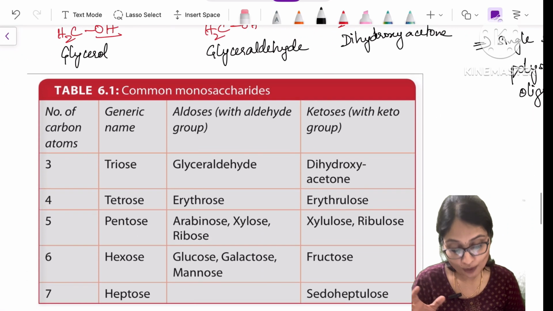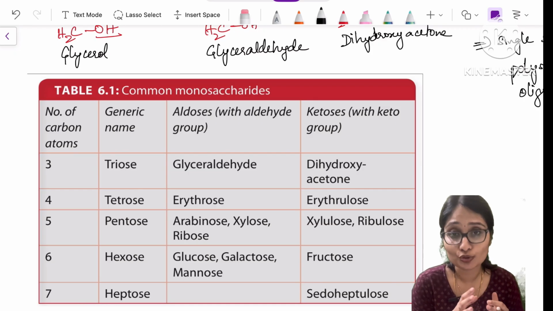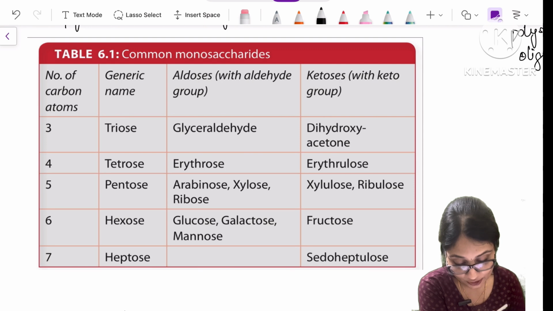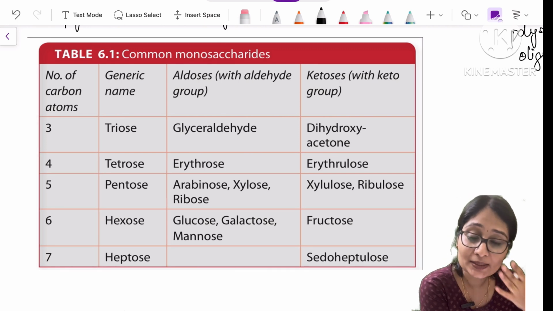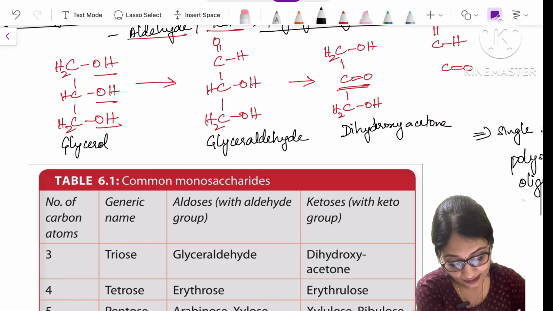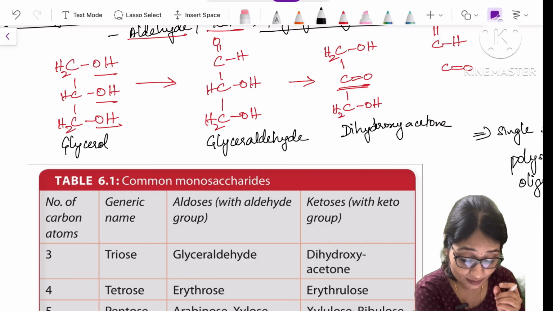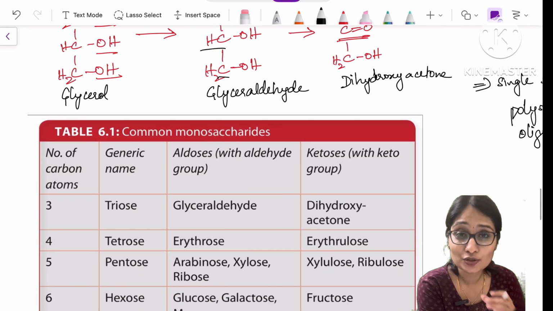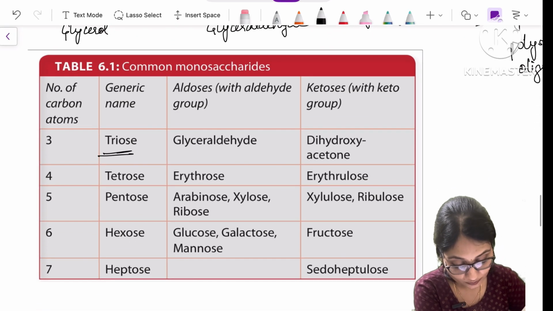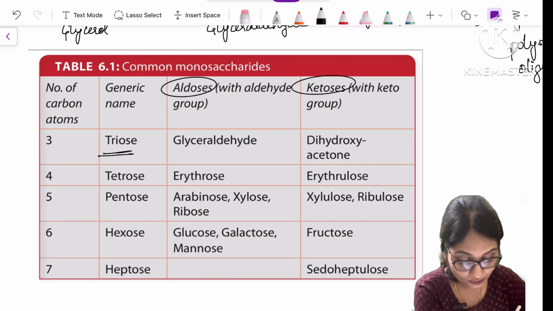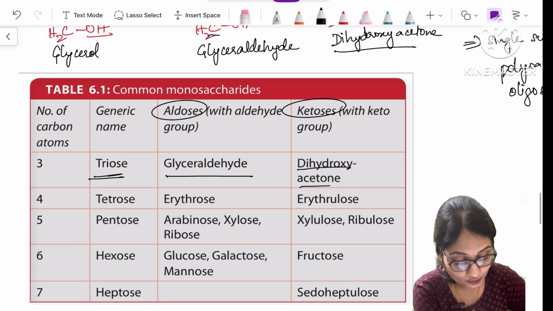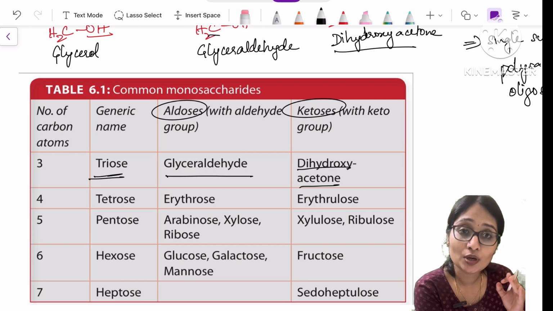Moving on to the common monosaccharides. Now we'll discuss the monosaccharides. Monosaccharides are further classified based upon the number of carbon atoms they contain. We saw in glyceraldehyde how many carbon atoms there were: 1, 2 and 3, right? That's called a triose. In triose we have an aldo group and also a keto group. The aldotriose is glyceraldehyde, and the ketotriose, as we already saw, is dihydroxyacetone.